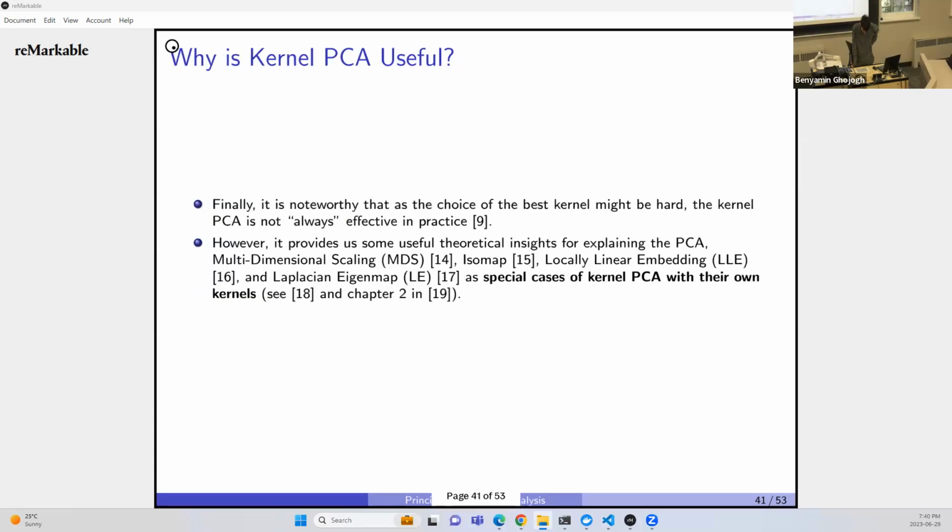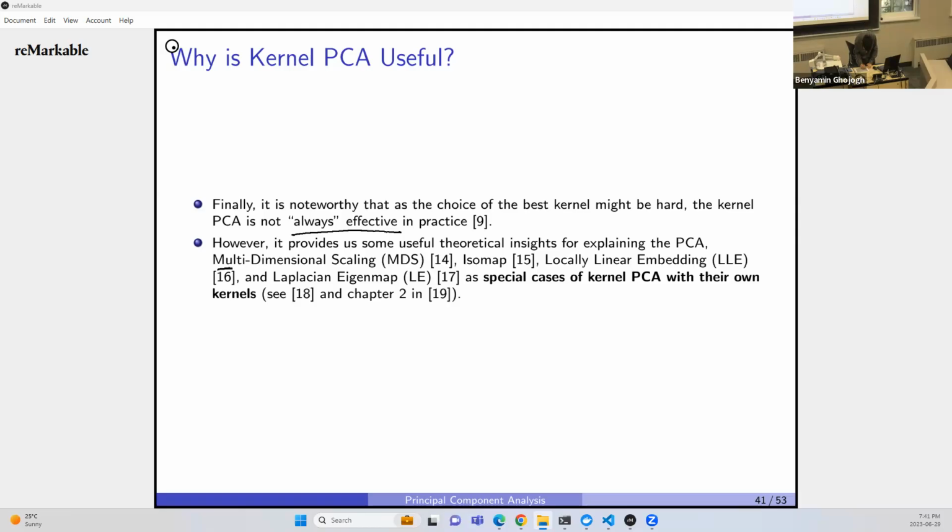Why is kernel PCA useful? In practice, people have seen it's not always effective. However, it provides some useful theoretical insights for explaining PCA. Also, it can be shown that many of the spectral dimensionality reduction methods can be seen as special cases of kernel PCA with different kernels. So people were proposing various spectral methods for dimensionality reduction, but finally someone came and said, you're reproducing the same algorithm again and again with different kernels, right?